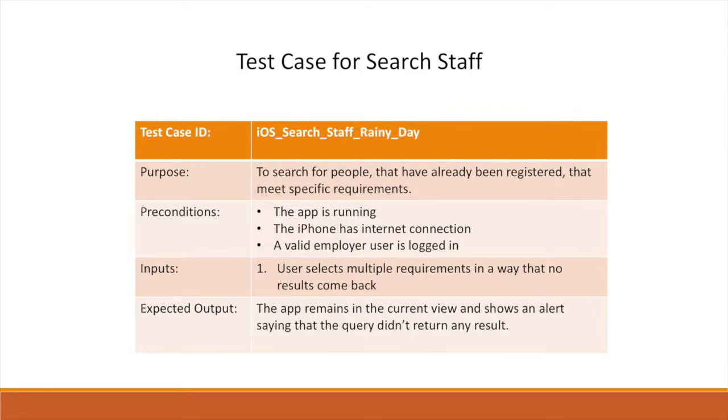And a rainy day test case for search staff has the same purpose, to search for people that are already on the database that meet specific requirements. The app has to be running, the iPhone has to have internet connection, and a valid user has to be logged in as an employer. The user will input certain requirements for the search, but in such a way that it will not return any results. The expected output is that the app remains in the current view and displays an alert telling the user that his search did not return any results.